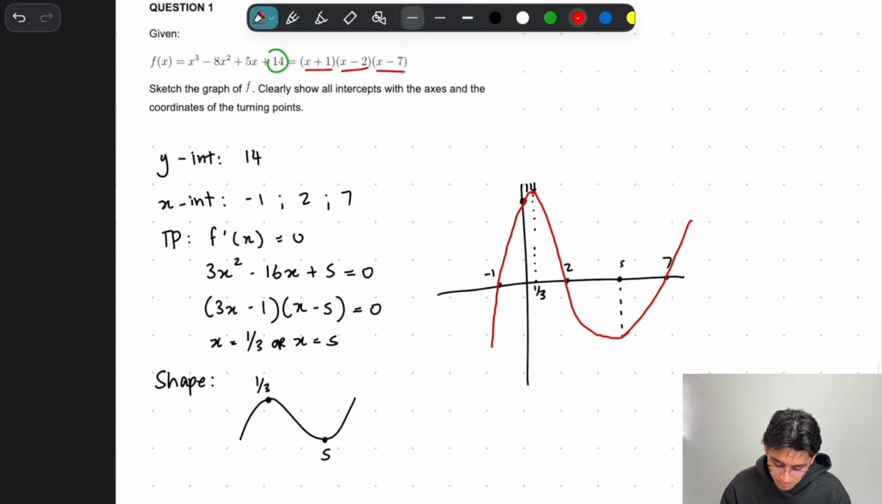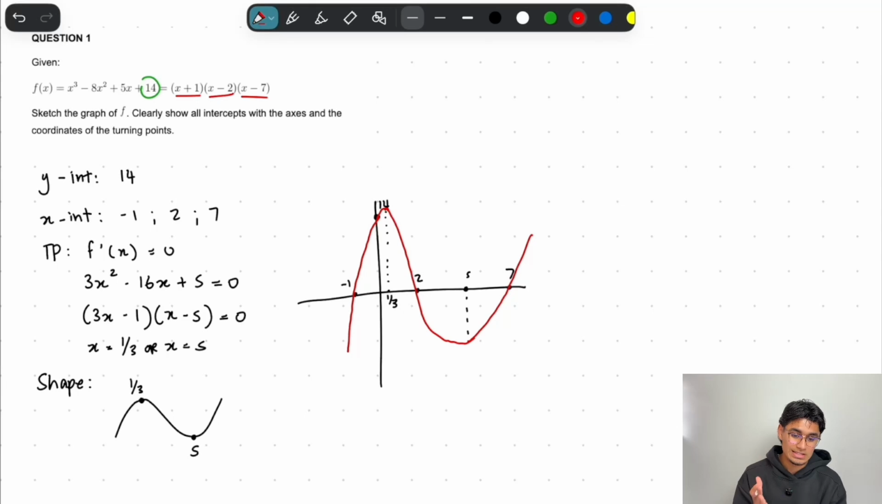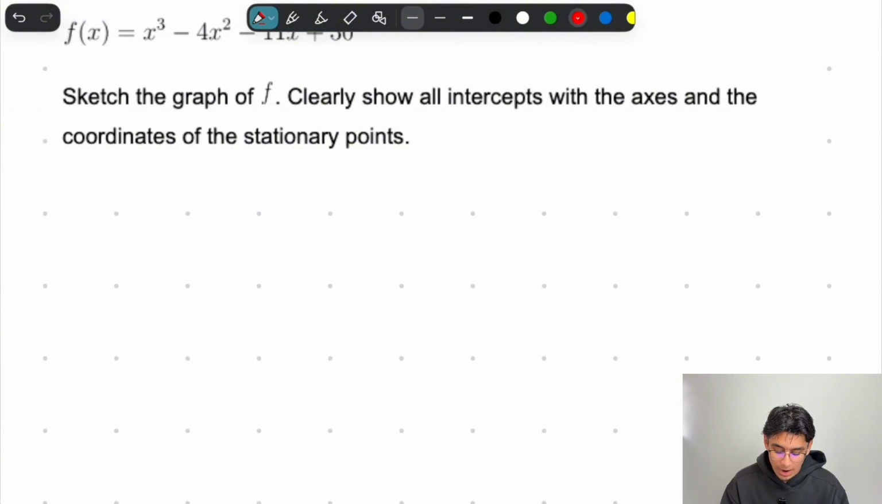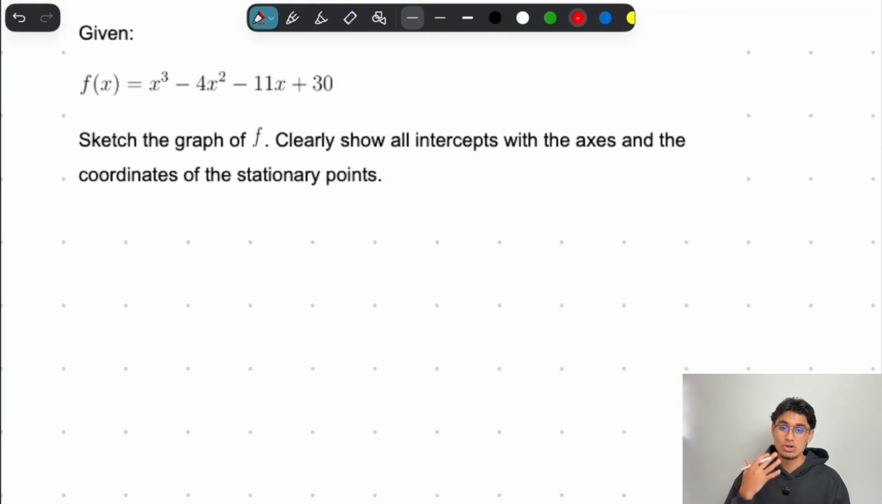Okay, so that's question 1, the easiest type of question. So you should be able to do that. Let's move on to question 2. So question 2 is a bit more tricky because they're not factorizing it for you. So you are going to need to factorize it using synthetic division.